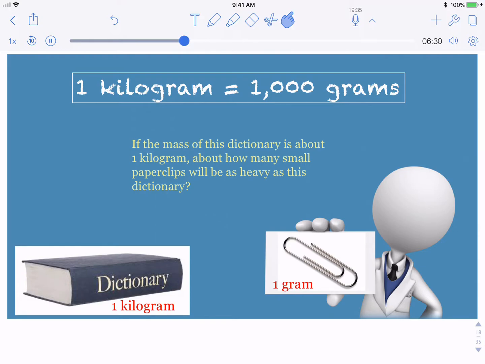How many grams do I need to make 1 kilogram? I need 1,000. So 1,000 paper clips would be the same mass as a dictionary.